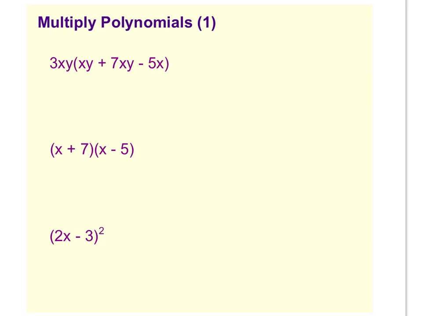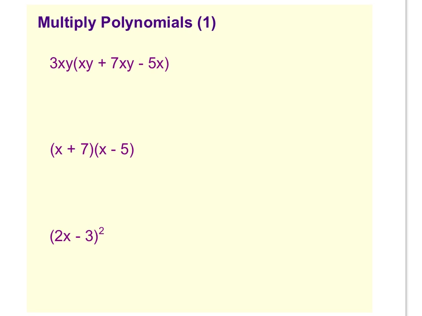I'm going to have two videos on how to multiply polynomials. This was our first one. In our first example, we have a monomial out front that's being multiplied by this trinomial, three terms inside. So anytime you have just that one term out front, we're just going to distribute inside our parentheses.